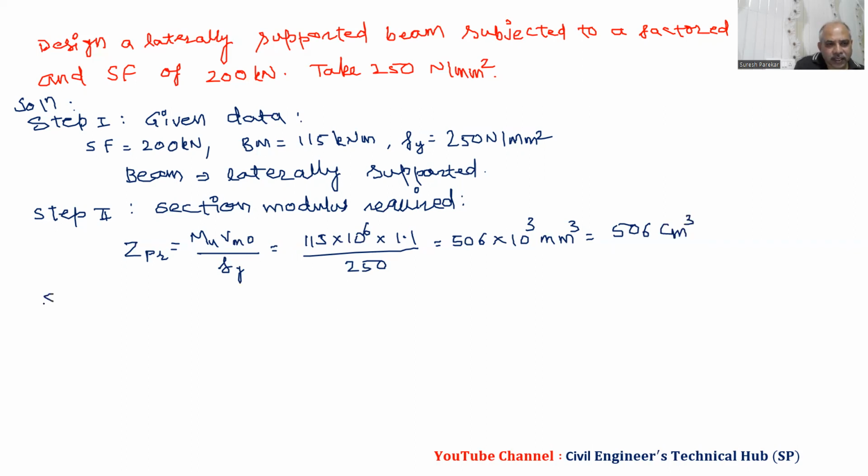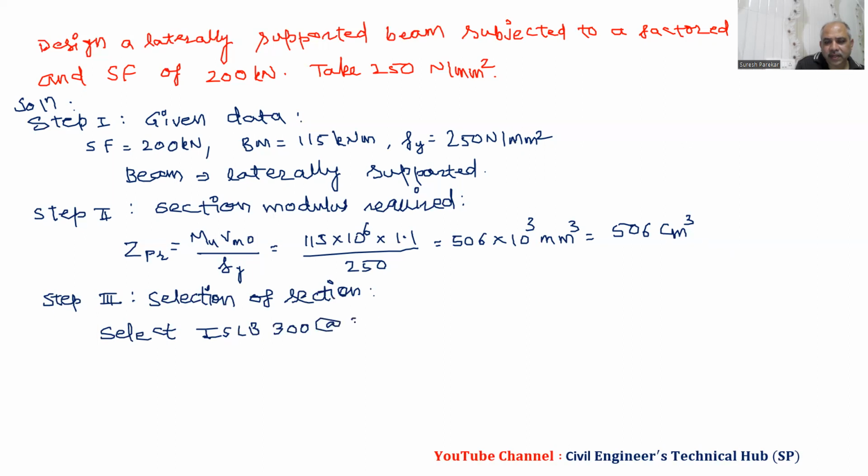Then we have step 3, selection of section. So we select ISLB 300 at 37.7 kg per meter. Now, once we have selected this section, our analysis step starts.